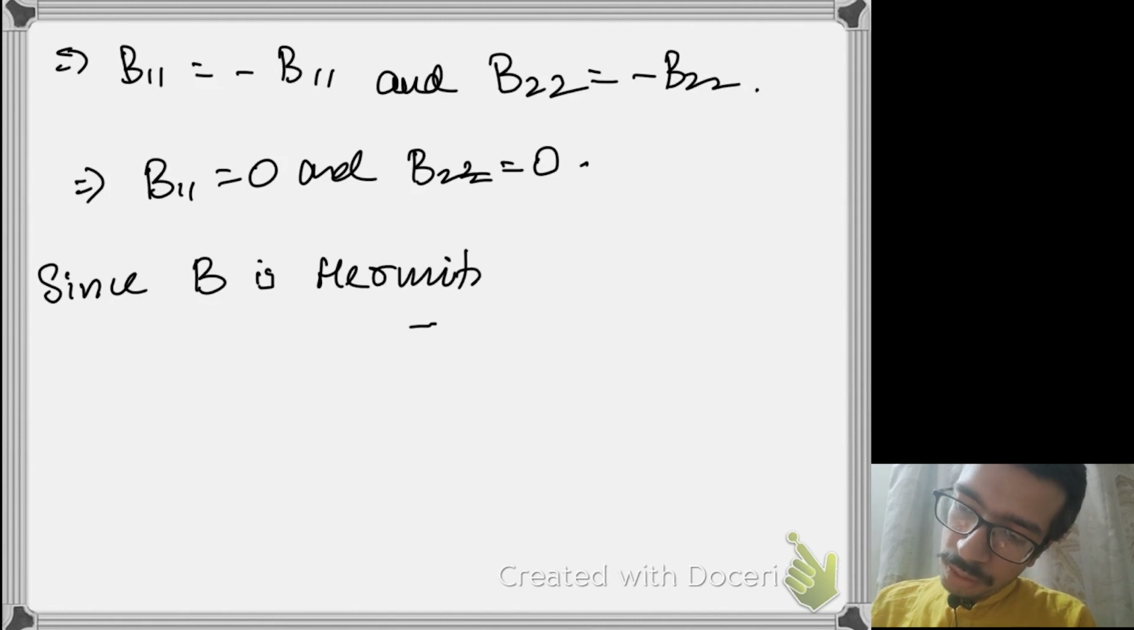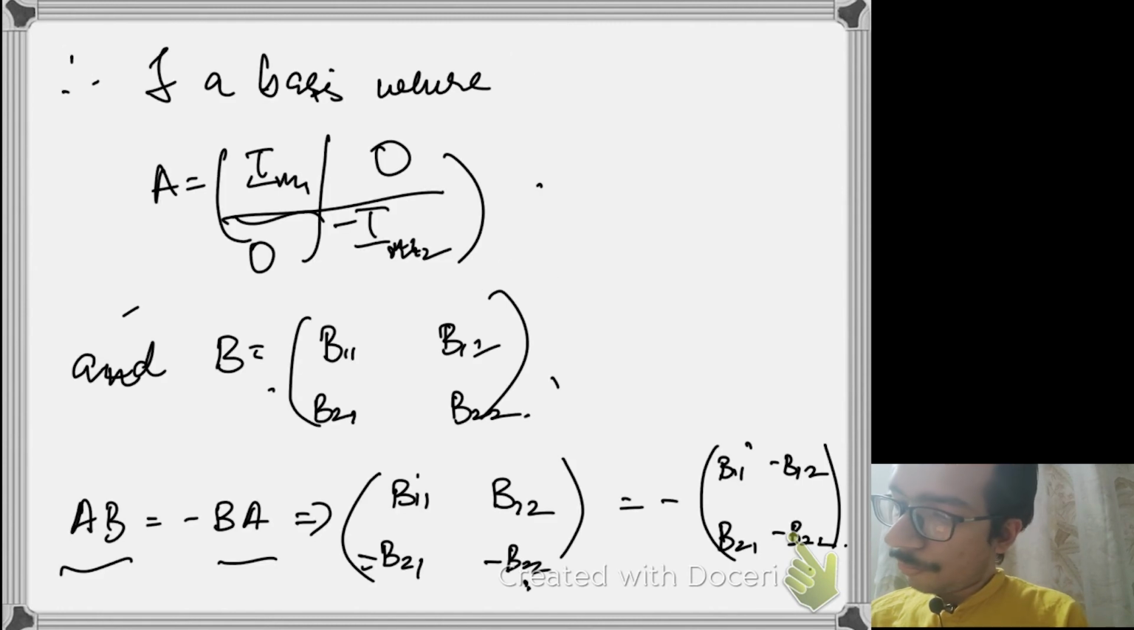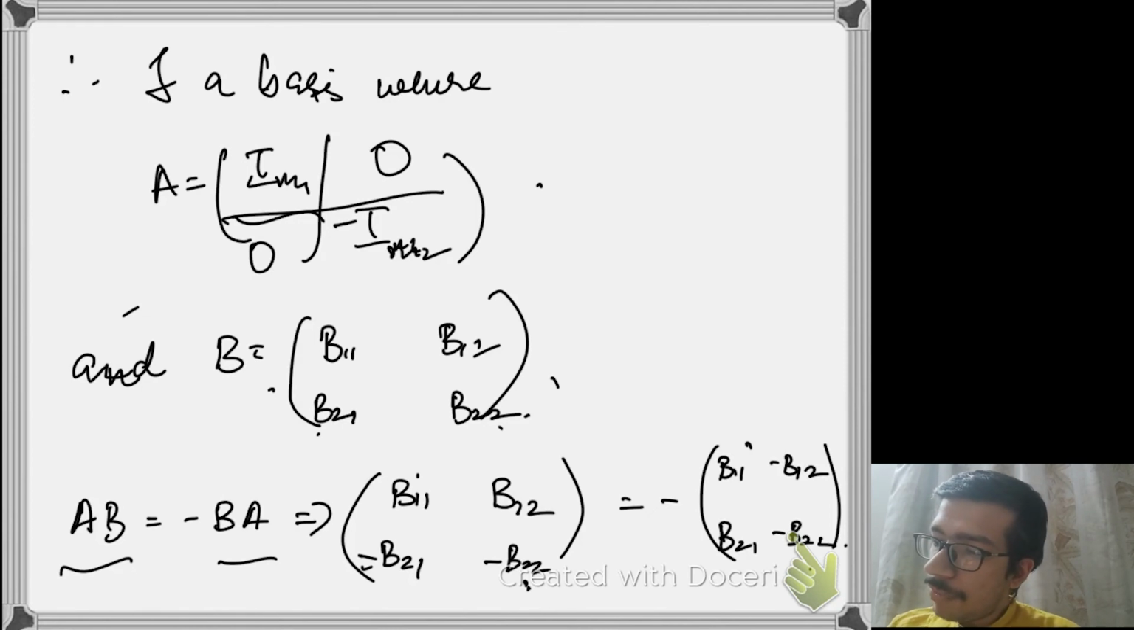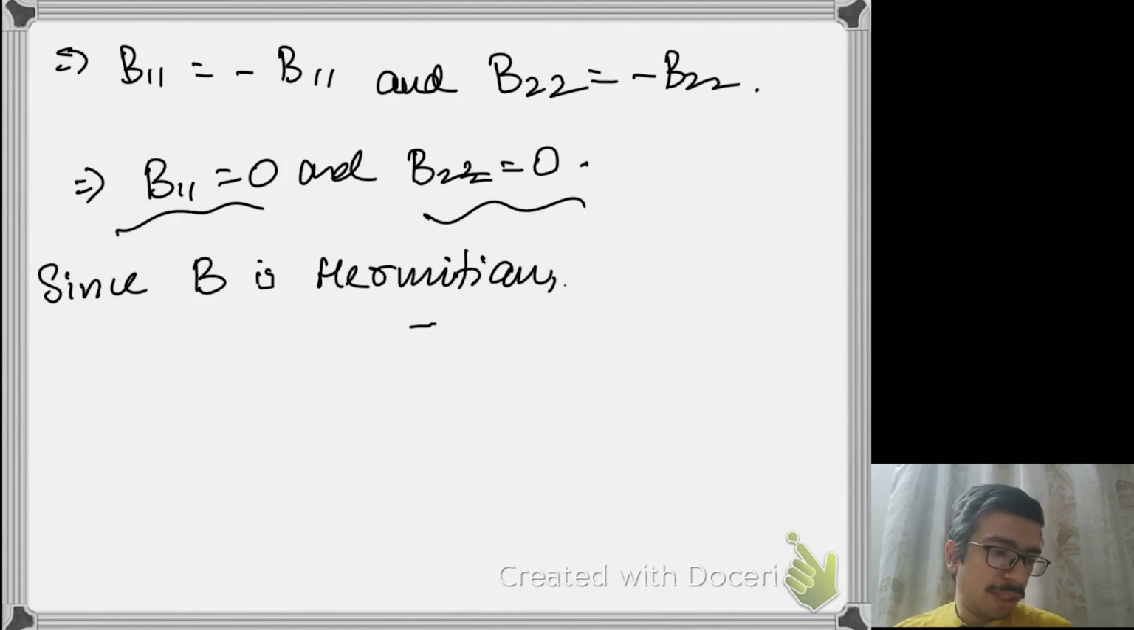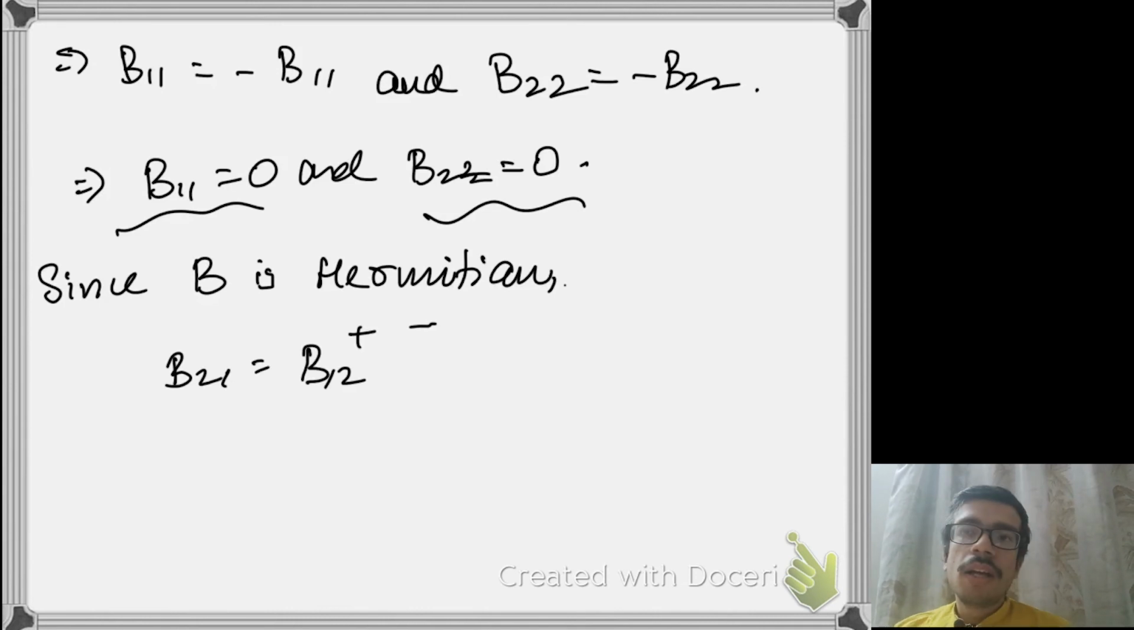Now since B is also Hermitian, we haven't yet used the fact that B is a binary observable. So we first use the fact that B is a Hermitian operator. What we are going to get is that B12 and B21 have to be conjugate transposes of each other. So B11 and B22 we have already seen are 0, and B21 is the same as B12 dagger. Now what's the second property of being a binary observable? The second property is that B square must be identity. Only then can we assure that the eigenvalues are all +1 and -1.